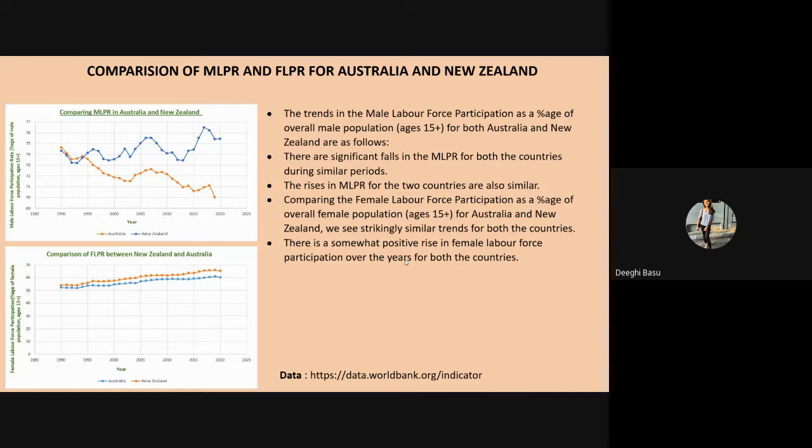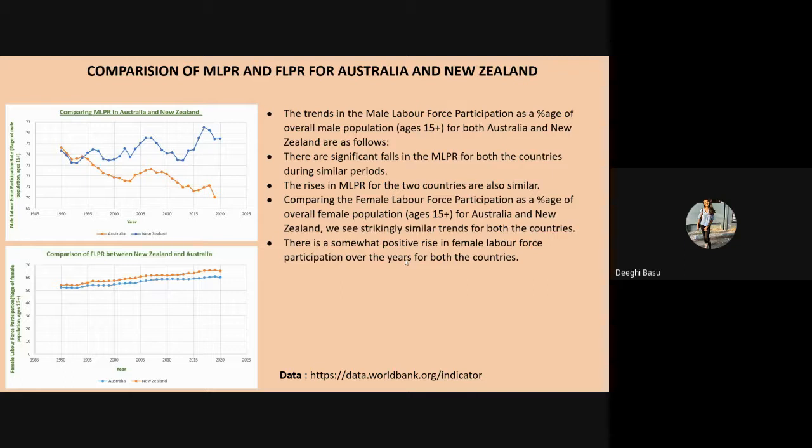For Australia, in 1993, the participation rate fell as the economy had entered into recession. However, more recently, between the late 2016 and the middle of 2018, there was a period of very strong employment growth for Australia, during which the male labor force participation rate rose by 1 percentage point. The peaks in the graph for the MLPR for both the countries are also very similar. We have significant crests during the years 2006 to 7 and during the years 2017 to 18.